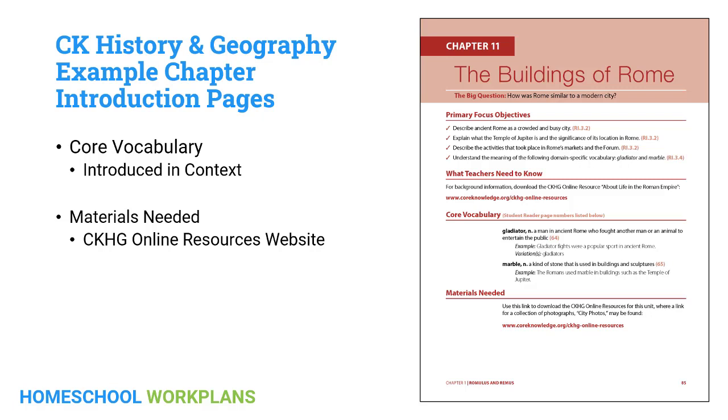So this information here is instead drawing your attention to two words that may be new to your student and will be introduced in the chapter. So you can be aware that you might need to explain these words further. So for this chapter, those two words are gladiator and marble. Now, you can see the definitions there for your reference, but you'll also see those words and definitions when you're reading aloud to your student from the student reader, and I'll be showing you that shortly. Okay, at the bottom of the page, you'll see the materials needed for this first part of the chapter, and that's some city photos you'll be accessing using that same online resources website I just showed you.